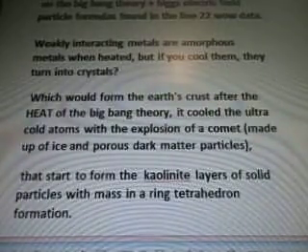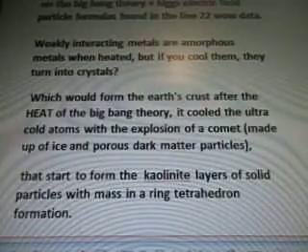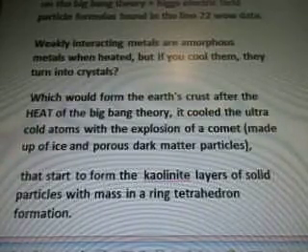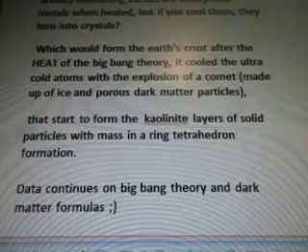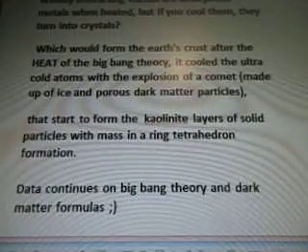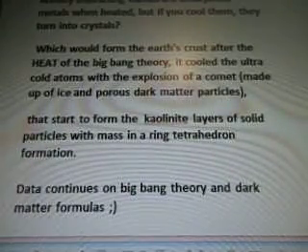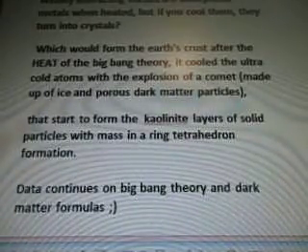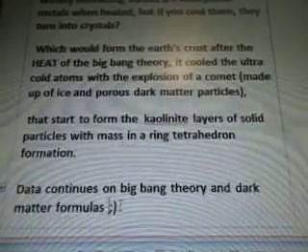After the heat of the Big Bang theory, it cooled the ultra-cold atoms with the explosion of a comet made up of ice and porous dark matter particles that start to form the kaolinite layers of solid particles with mass in a ring tetrahedron formation. Data continues on the Big Bang theory and dark matter formulas in the next videos.